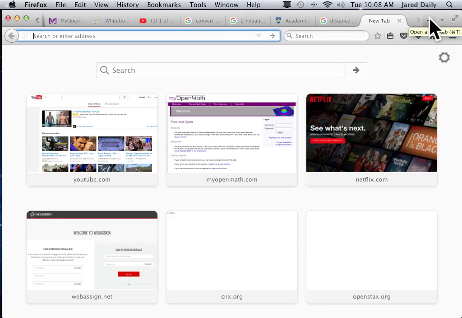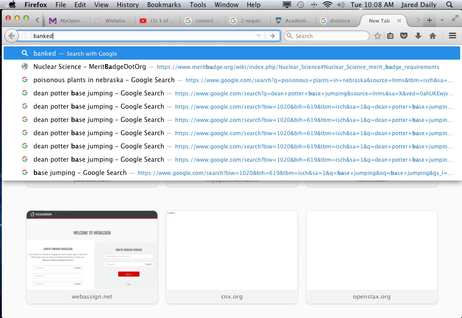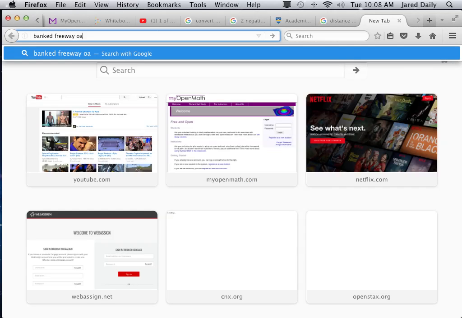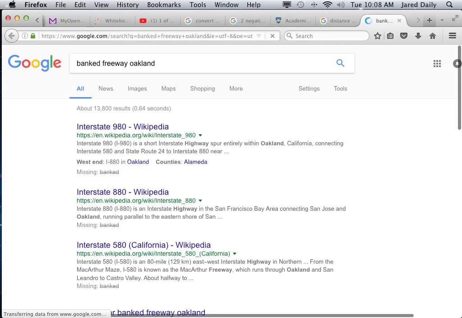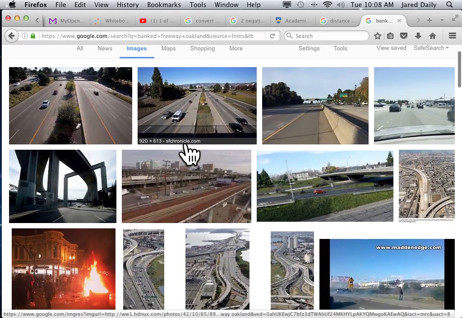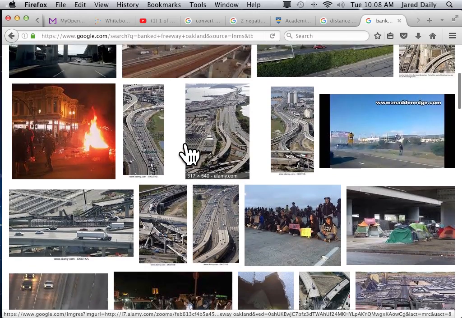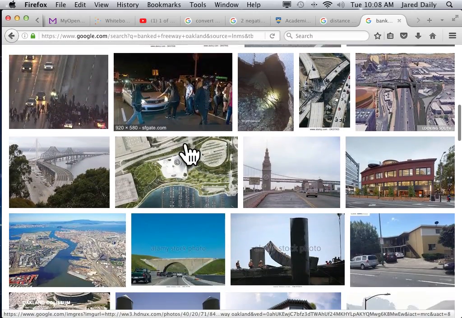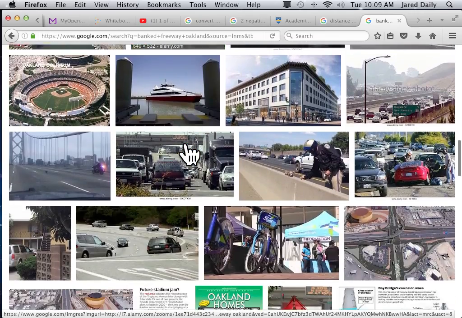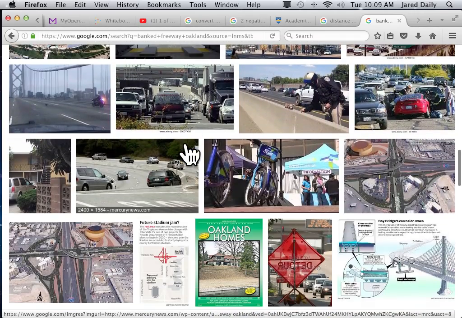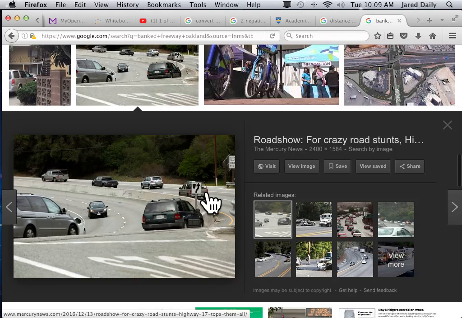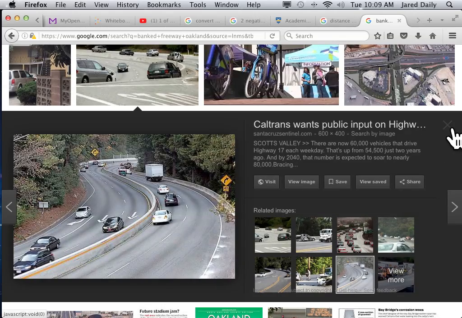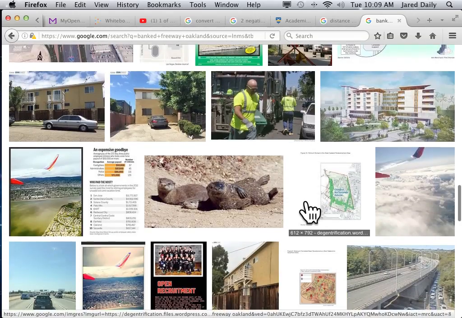I want to look and see if there's a picture. Banked freeway Oakland. That's where they mostly are. See if they show a nice picture of the banked freeways going through Oakland. No, those are all the bridges. Those are all in flat places. There's one. There's a nice picture of the banked roads going through the hills near Oakland. Not the best one I've ever seen, but it's decent.